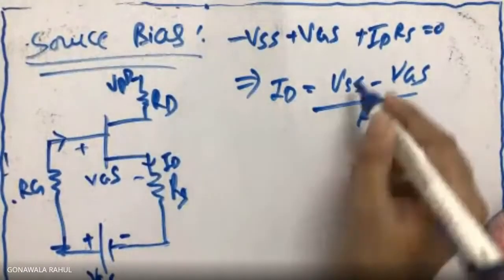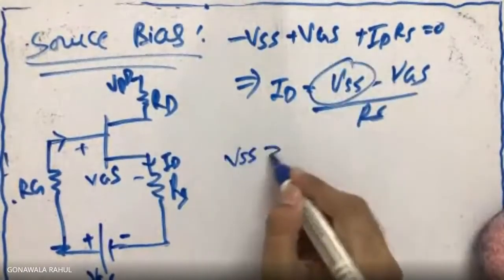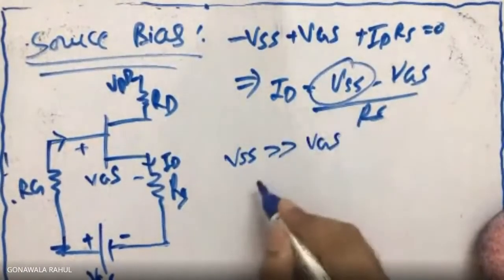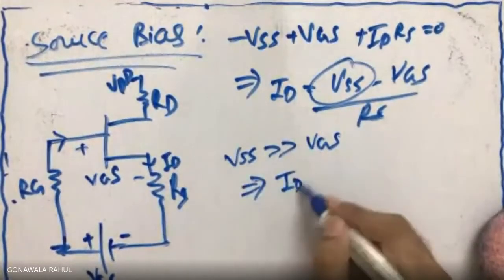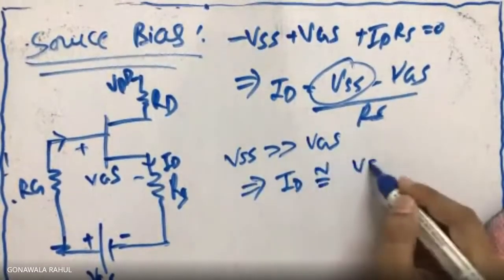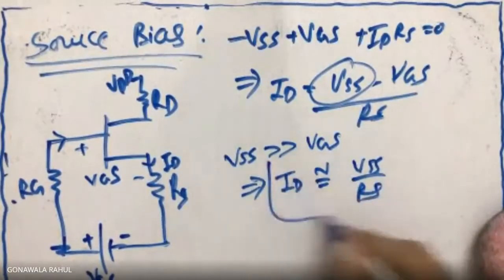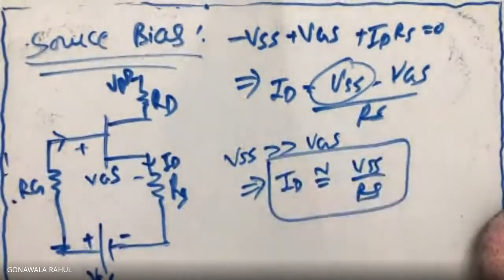Okay, and since we keep VSS larger than VGS, I can say ID is approximately equal to VSS upon RS. So with this we can provide source biasing also. Clear?